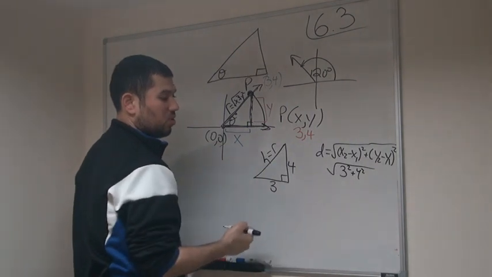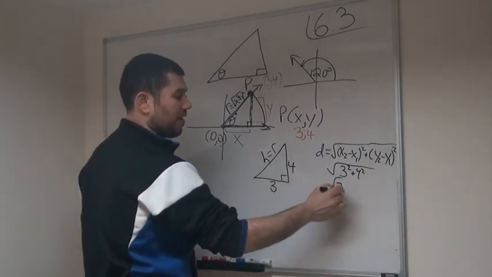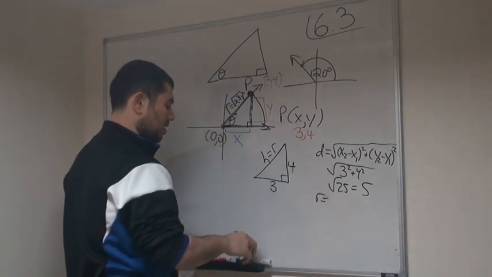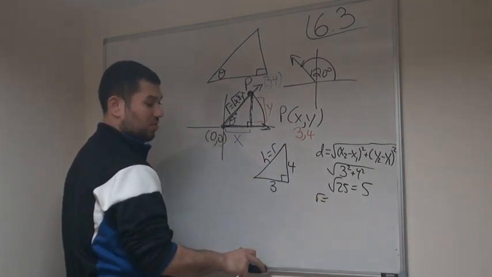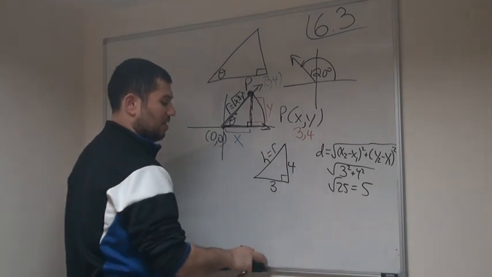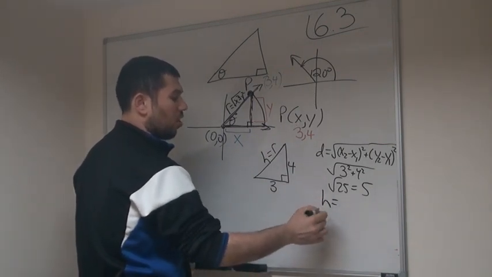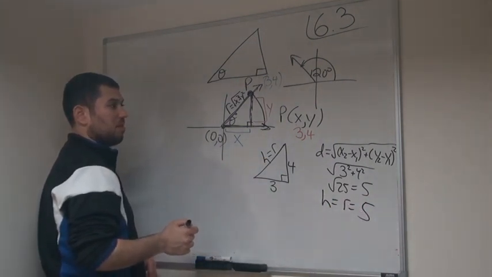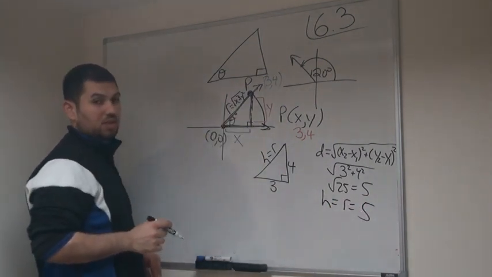9 plus 16 is 25. The square root of 25 is 5. So the radius, I'm sorry, not the radius, it will be the radius soon enough. We're calling this the hypotenuse, or the distance r, is 5. And we get that by using the Pythagorean theorem.